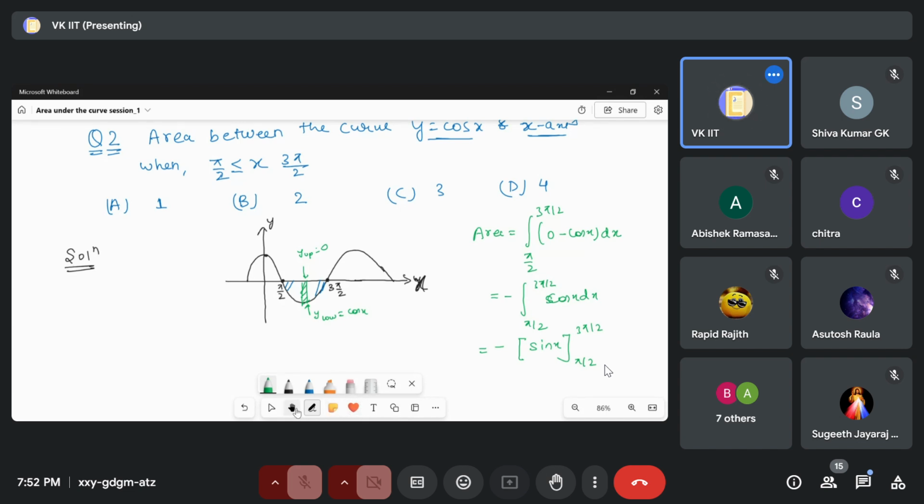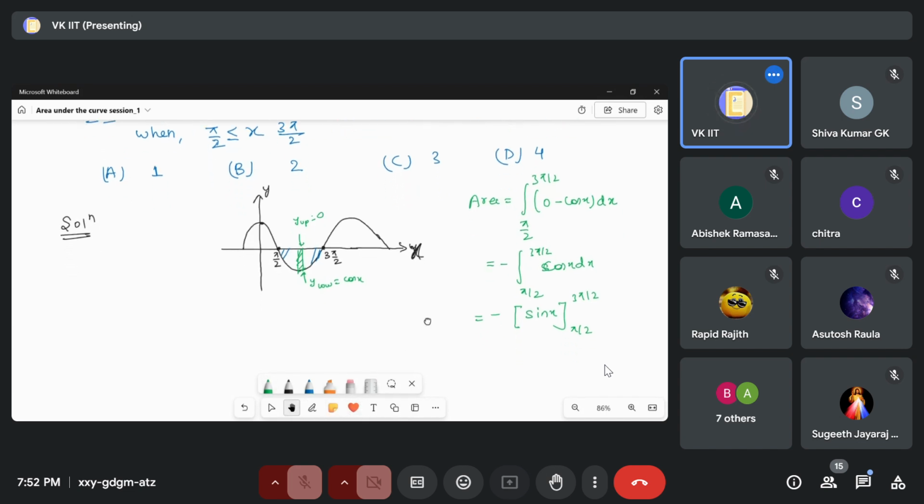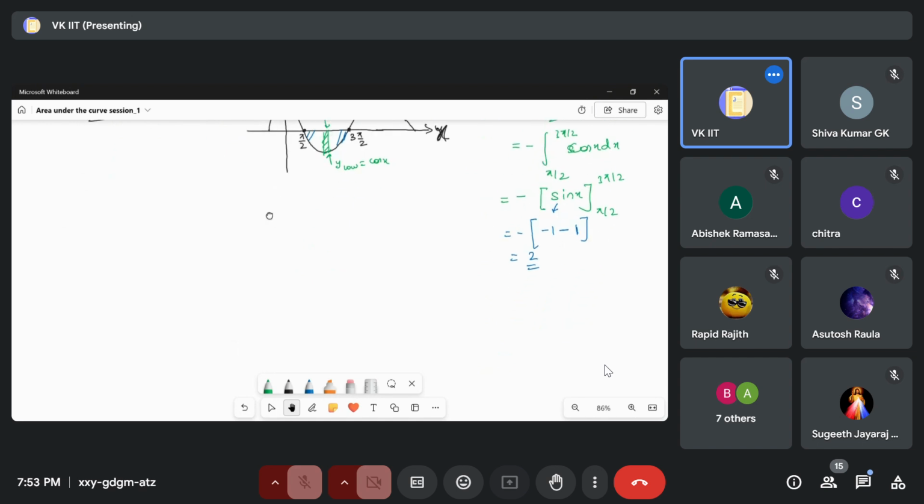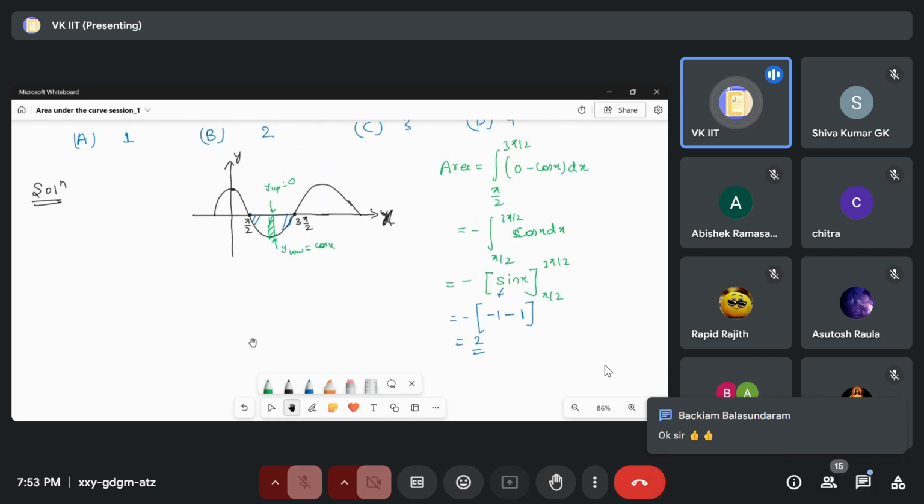Upper limit when you put, you will be getting minus 1, and lower limit when you put, you will be getting plus 1. So sine of 3 pi by 2 will give you minus 1. Minus sign is already required here. Sine pi by 2 will also give you 1, and the answer is plus 2. So ultimately it is coming to be positive, right? Because area is a scalar quantity here which they are considering. Okay, everyone, it is clear.